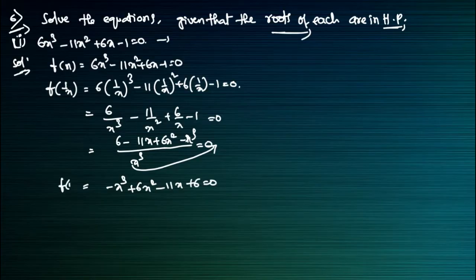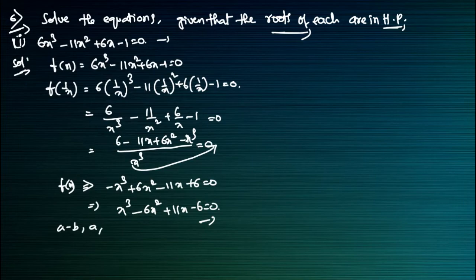So I will take minus common from this, and it will become x cube minus 6x square plus 11x minus 6 is equal to 0. This is the equation. After this, we will take the roots as a minus d, a, a plus d, because those roots are in the AP for this one.